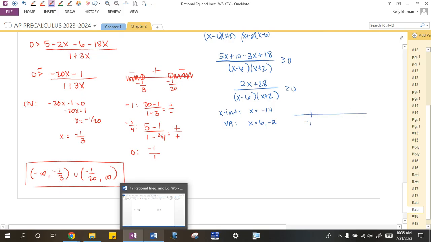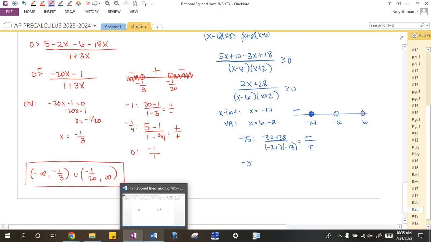Get these on a number line, so it'd be negative 14, negative 2, 6. Closed, open, open. I'm going to test negative 15. That gives me negative 30 plus 28 over negative 21 times negative 13. Do not bother with the numbers here. That's a negative on top. That multiplies to a positive. That's negative overall when you divide.